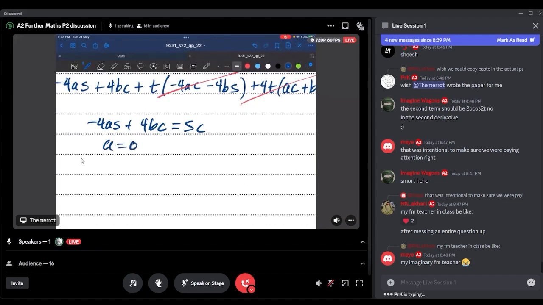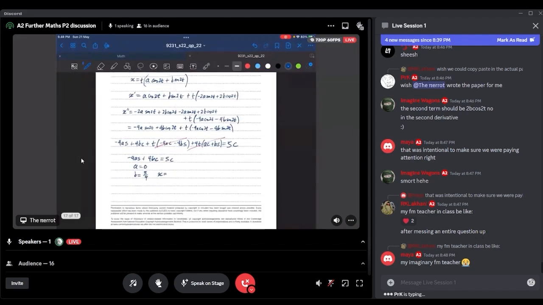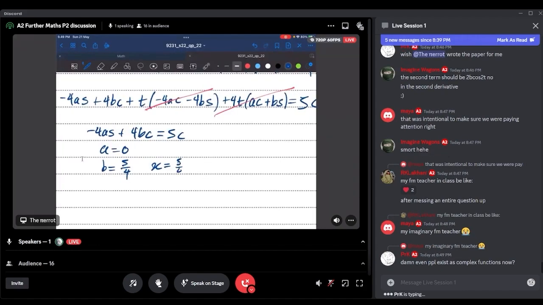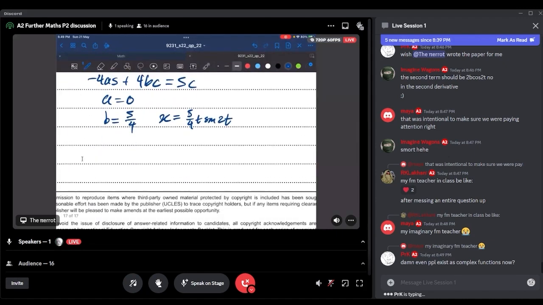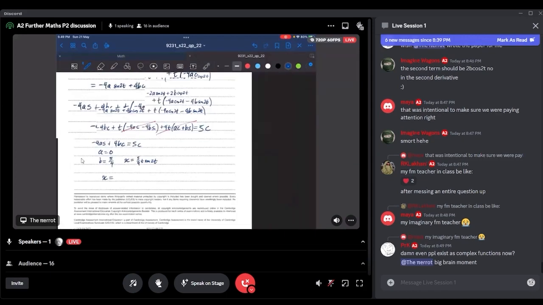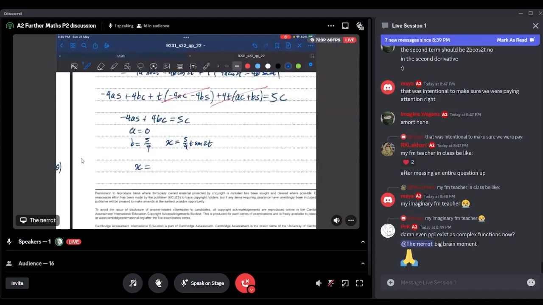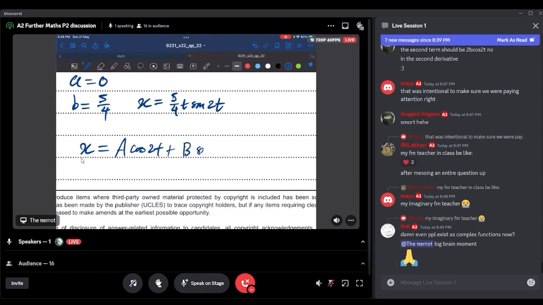And hence your non-homogeneous solution is just 5 over 4t sine 2t. Just like that. So now that we have homogeneous and non-homogeneous, just add them up together now. So A cosine 2t plus B sine 2t plus 5 by 4t sine 2t.